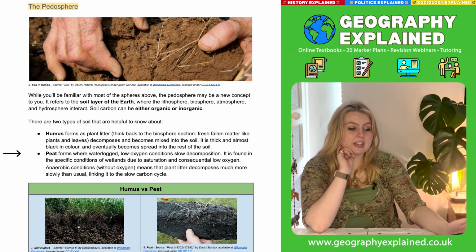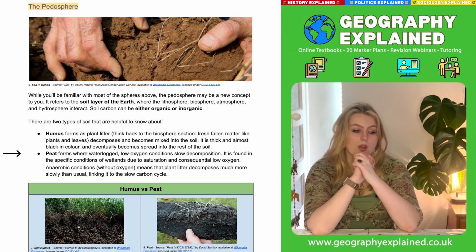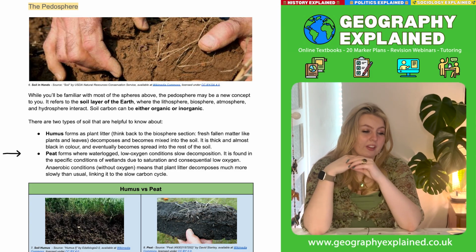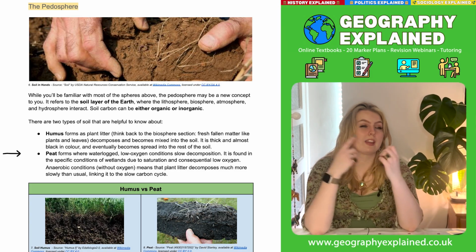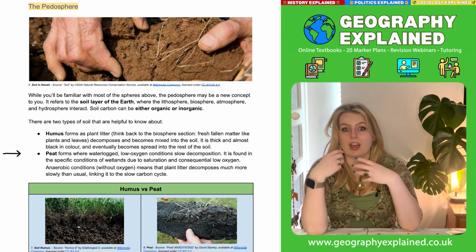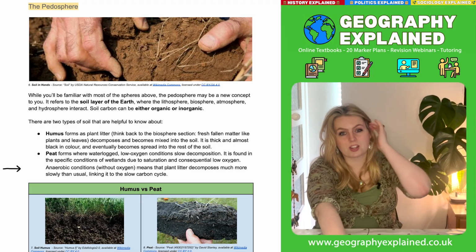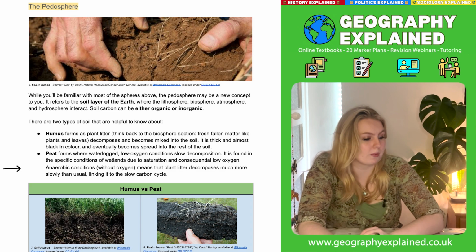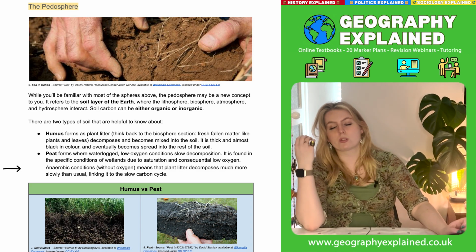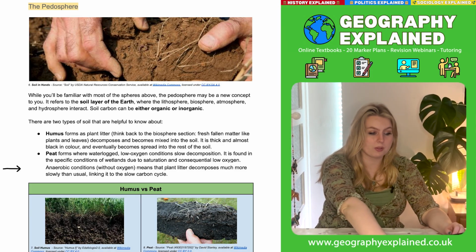And then we also have peat, and peat is formed where waterlogged or low oxygen conditions basically slow that decomposition down. It's found in those specific conditions, including things like heathlands and wetlands, and it tends to be due to saturation and because of that low oxygen being able to get in, which therefore creates anaerobic conditions, which again you might have learned about in biology, chemistry or something like that. So no oxygen means that the plant litter decomposes so much more slowly and stores essentially more carbon. So it's very important.